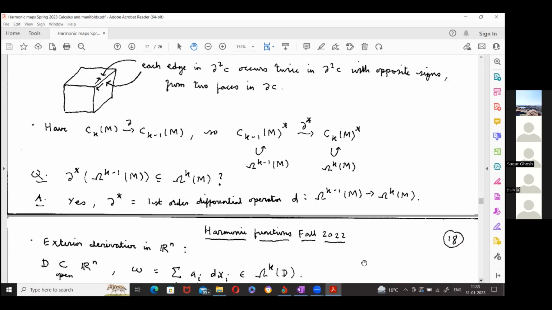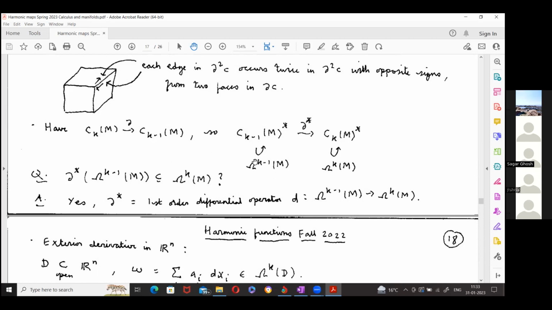So now we have the boundary operator from k chains to k minus 1 chains. Therefore, I can look at its dual, the boundary operator's dual del star, that will go from the dual k minus 1 cochains to k cochains, right? The dual will go in the opposite direction between the dual vector spaces.